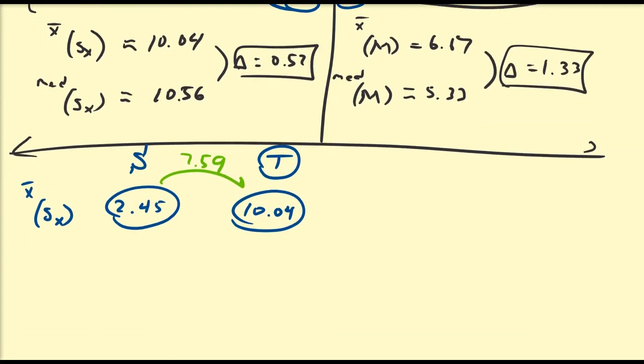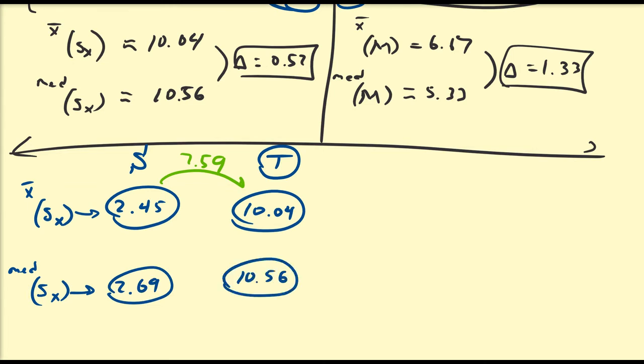And if we look at our standard deviation based on our median, first, for set S, we got a standard deviation based on the median of 2.69, and then we obtained a new standard deviation of 10.56 based on our median associated with the outlier set T. And let's keep the same color scheme. And we see that's going to be a difference of approximately 7.87, right?